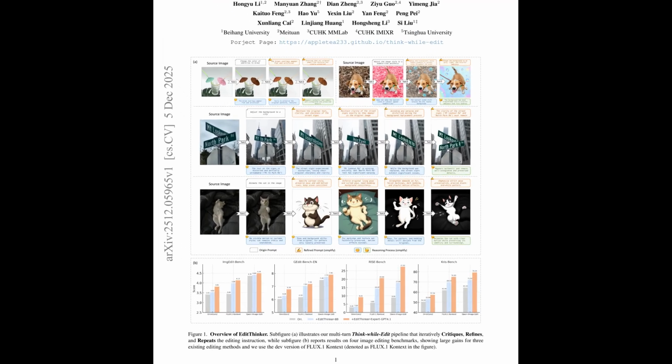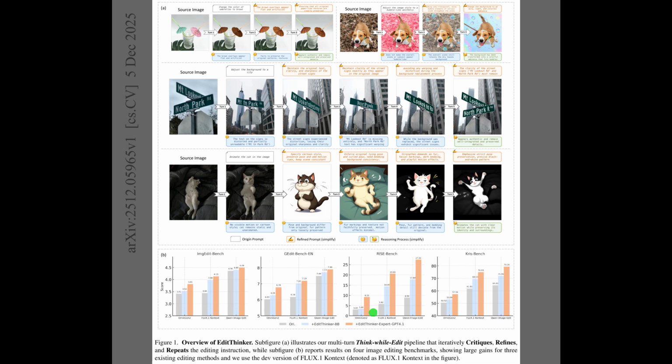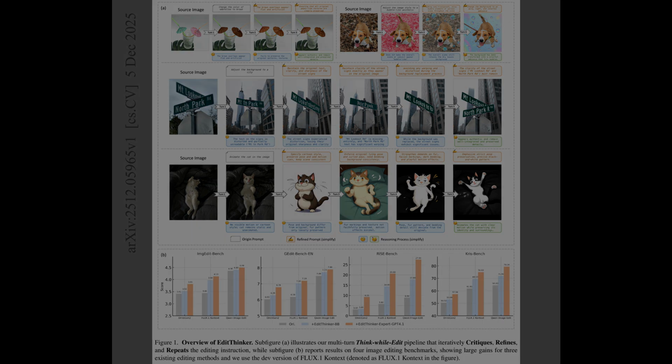Figure 1 summarizes how EditThinker turns image editing into an iterative thinking loop and how much this helps in practice. The top panel shows several examples where the model critiques each edited image, rewrites the instruction, and gradually improves the result across turns. In the lower row of examples with the cat, the style, pose, and background align better with the original after each refinement. The bottom charts report benchmark scores, which rise steadily when EditThinker guides existing editors compared with their original single-turn behavior.